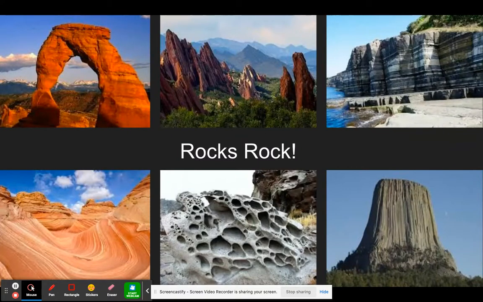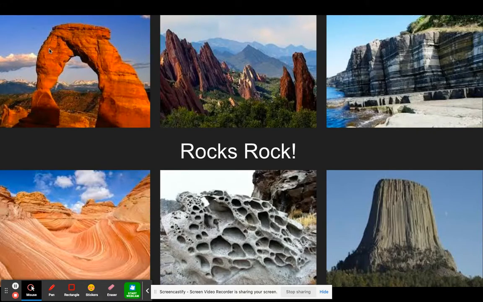All right. So, like I said, rocks rock. It's cheesy, I know, but they are really pretty sweet. There are some amazing examples of geology really throughout the world, but especially in Utah. We honestly have, I would say, the best geology in the world overall.